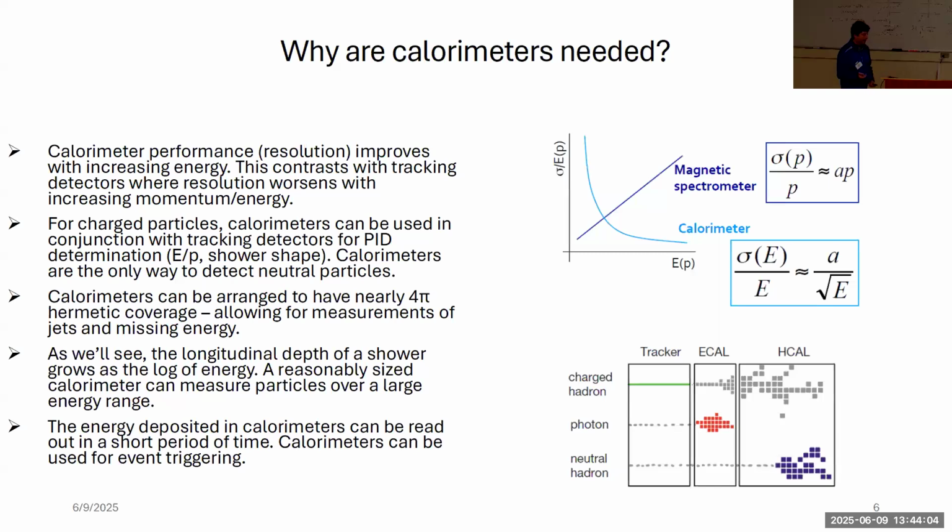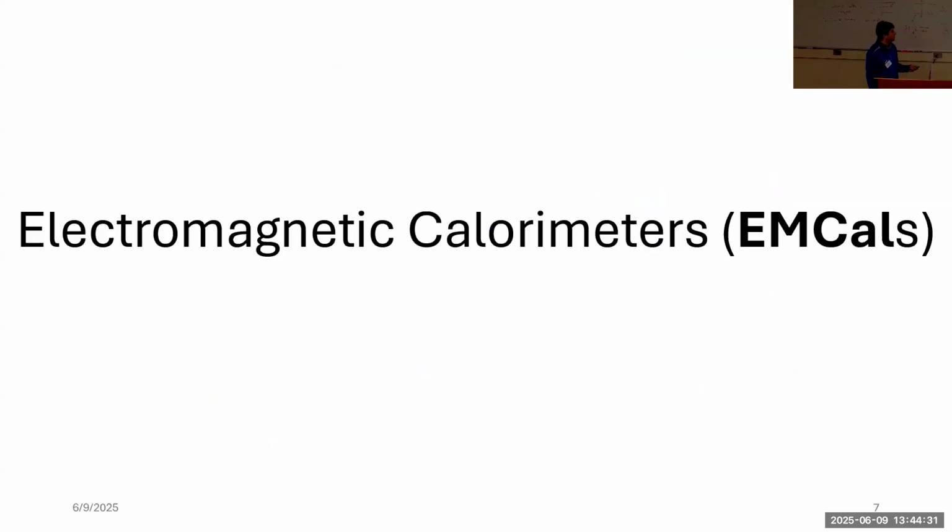So for example, at the LHC, we have bunch crossings, so proton-proton collisions, and they happen on the order of, I think, 40 megahertz. So one bunch crossing every 25 nanoseconds. So you have to be able to sort your calorimeter energy deposits into different collisions, and this requires you to read out the collisions in a short period of time.